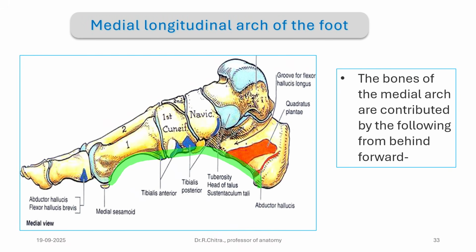So, what are the bones forming the arch from behind forward? Can anyone name them? Yes, this is the calcaneus, talus, navicular, 3 cuneiform bones, and the medial 3 metatarsals up to their heads, including the 2 sesamoid bones.